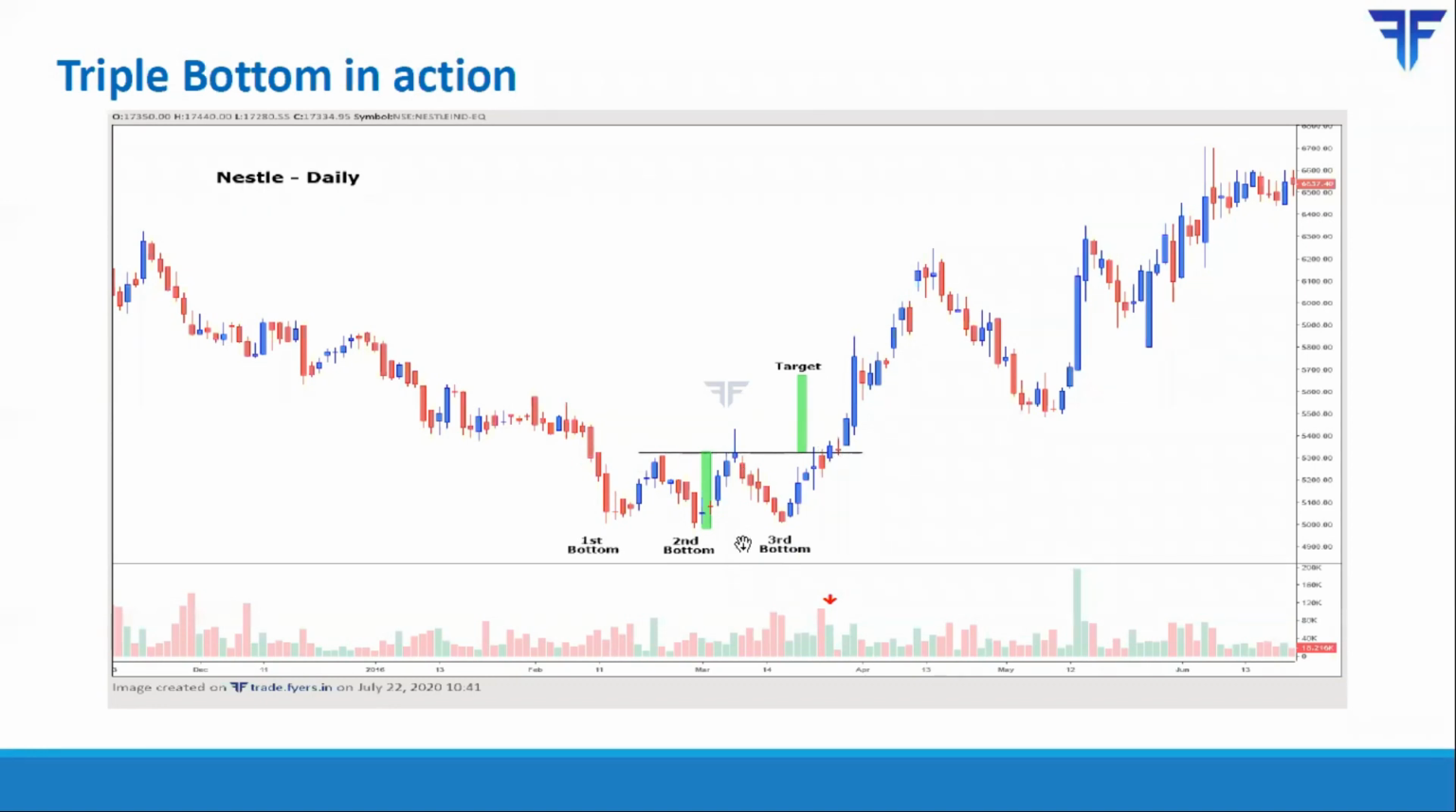How would you set the targets? Shown over here. You calculate the vertical distance between the bottom and the neckline, and you add it to the neckline. As you can see, that target was achieved in just 4 or 5 days. Not only that, price rallied sharply going forward. So this is how a triple bottom pattern looks.